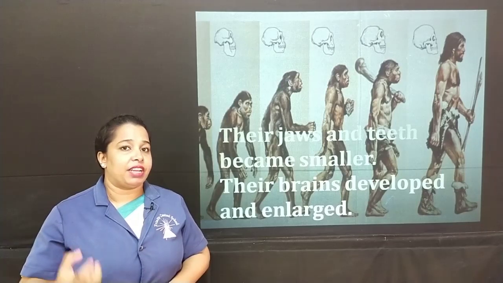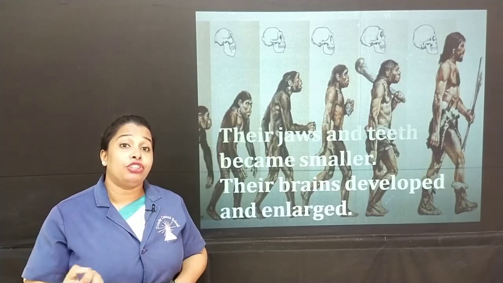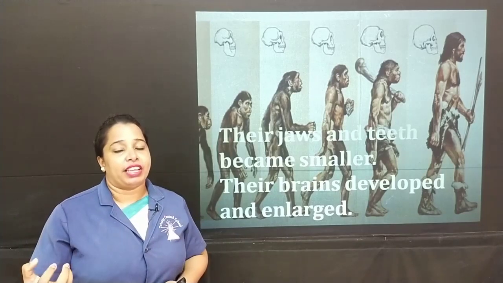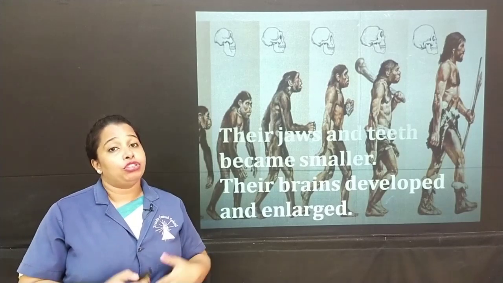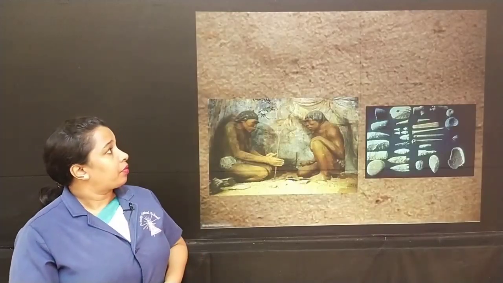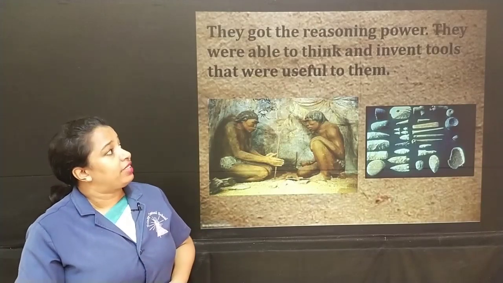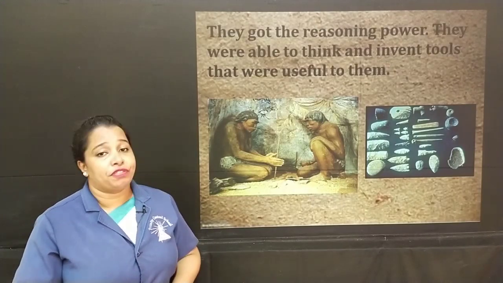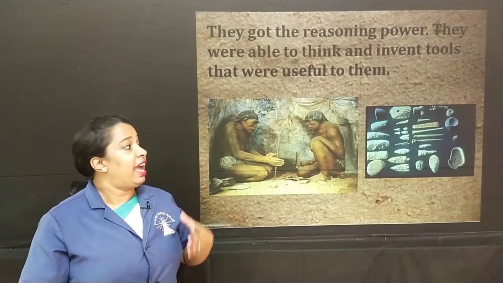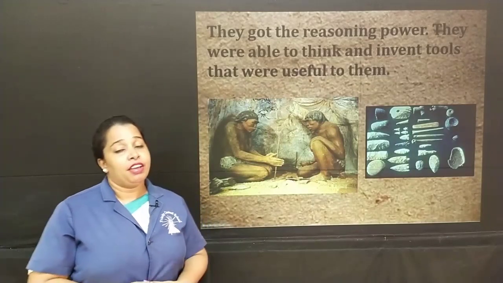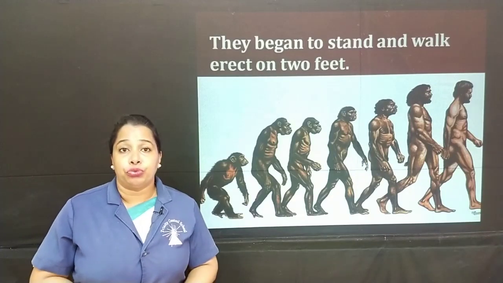When their brains developed, they got the capacity of thinking and reasoning, due to which they started to invent different tools for their daily chores, which were necessary for them, maybe to hunt animals or to protect themselves. They got the reasoning power. They were able to think and invent tools that were useful for them. I told you, because their brains developed, they also got the reasoning capacity and invented the tools that were necessary for them. They began to stand and walk erect on 2 feet.